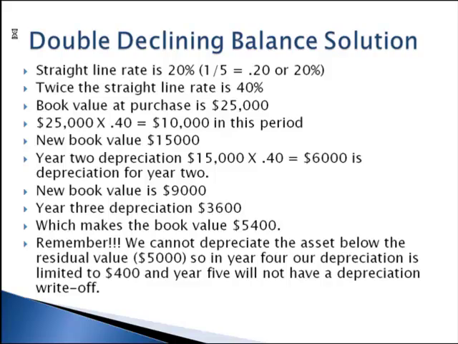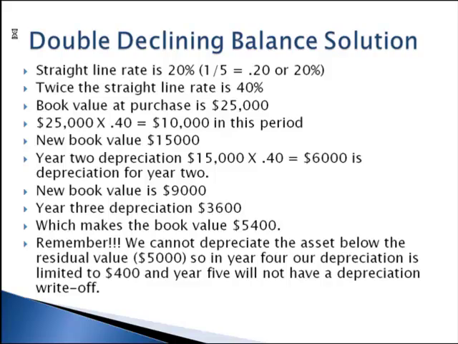The next step was to then calculate the new book value, and our cost was $25,000, and we've just written off $10,000 of accumulated depreciation, and that leaves us with a book value of $15,000. So if we move on to year 2, we follow the process again. We already know what our straight line and twice the straight line rate is. That doesn't change. We take our new book value, which is $15,000.